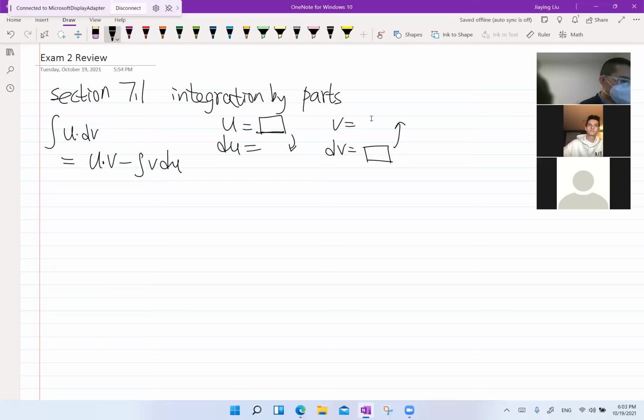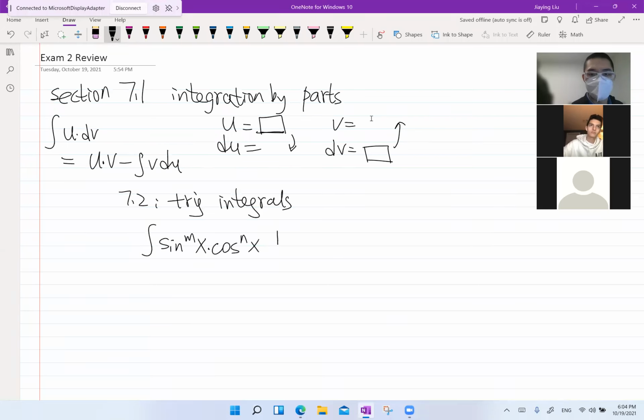And then 7.2. I'm probably not going to list out everything, but 7.2 is trig integrals, where there are a lot of techniques that you can use. You have to look at the exponents of sine or cosine, and the exponents of tangent and cotangent, and the secant. And after that is 7.3, trig substitution.